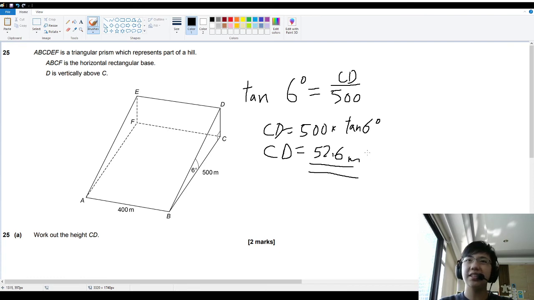Although you should keep the full value of CD. This is the value rounded to 3 significant figures, but you should keep the full value, which is something around 52.55 something on your calculator, as it is used in part B of this question, which requires you to use the length from part A and figure out a different length, actually an angle.